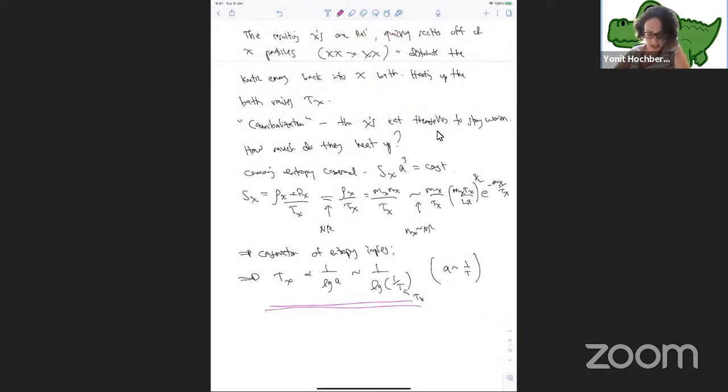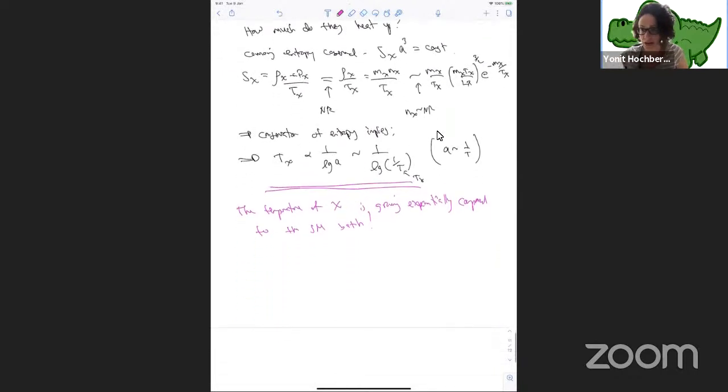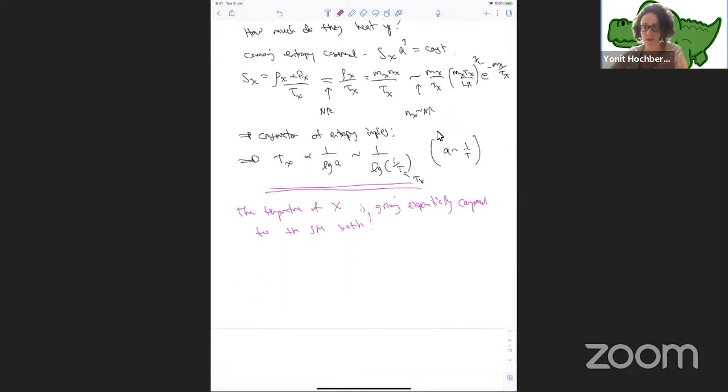So you see what's happening is that the temperature of the dark matter is growing exponentially compared to the temperature of the standard model bath. The temperature of chi is growing exponentially compared to the standard model bath. So this is what's happening in a cannibal sector. Temperatures are not the same, and they're not just different by an order 1. There's an exponential growth of the dark temperature compared to the standard model.